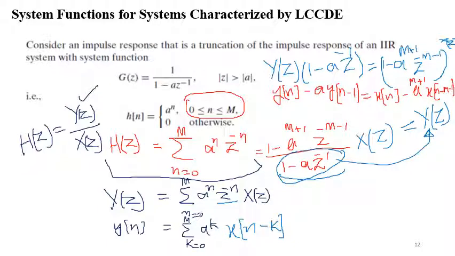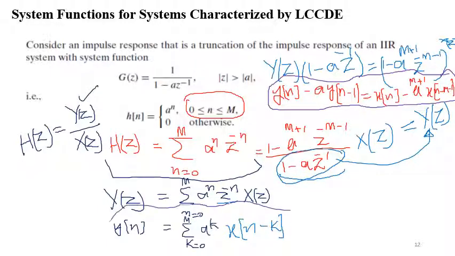So you can see that basically we obtain two different forms of the difference equation, one is this one and one is this one. So we obtain two different difference equations that are from two equivalent forms of the H of z in this equation.